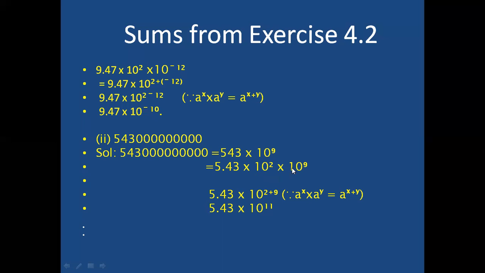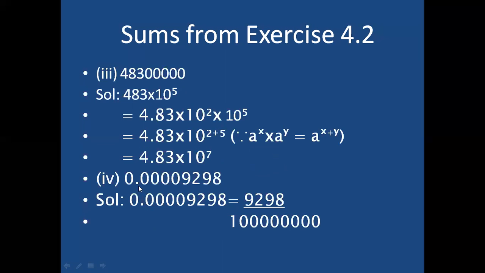Again, these two have common bases and different powers. So we can write this as 5.43 into 10 to the power of 2 plus 9. That means a power x into a power y is equal to a power x plus y. So we get 5.43 into 10 to the power of 11.